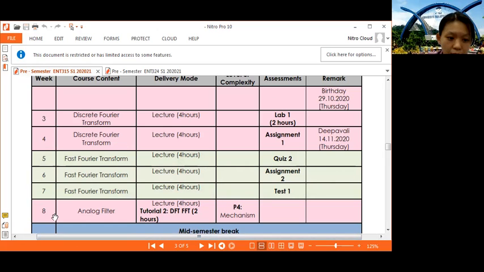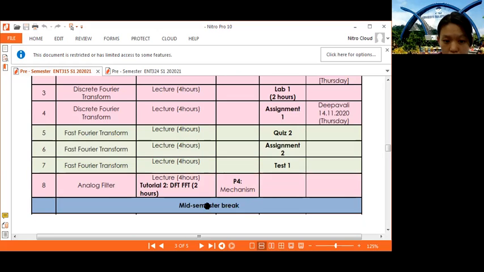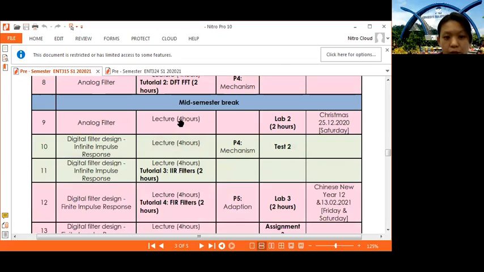After that, week 8, we will have analog filter. At the same time, we will have tutorial 2, DFT and FFT, for 2 hours. Then your mid-sem break. After your mid-sem break, we will have week 9, analog filter. Now we will have lab 2. Lab 2 covers DFT, FFT.